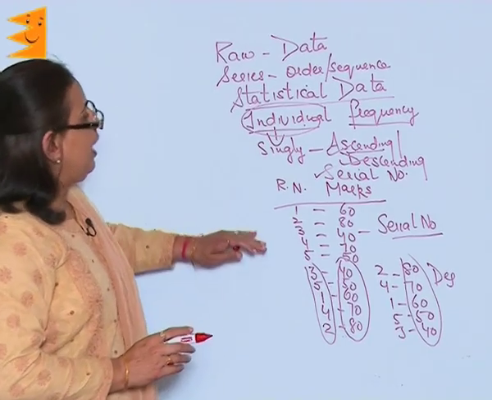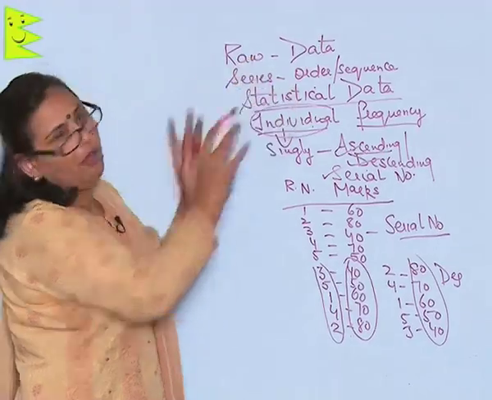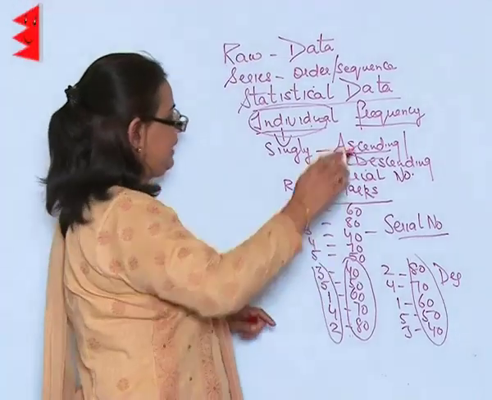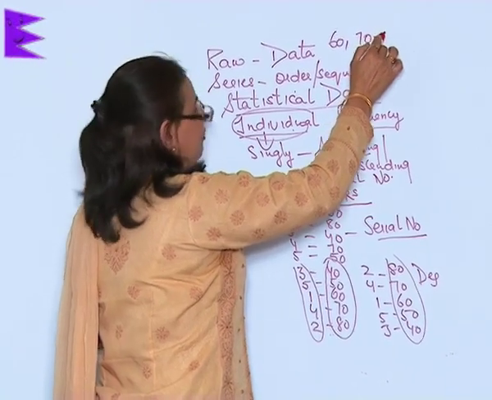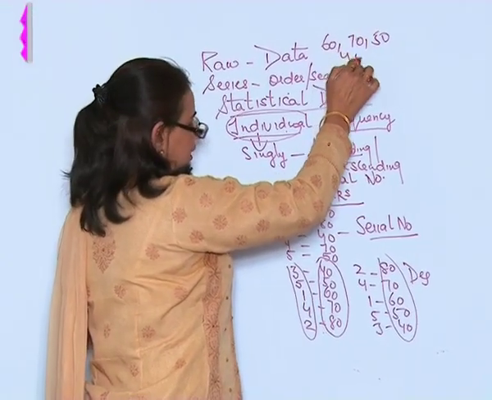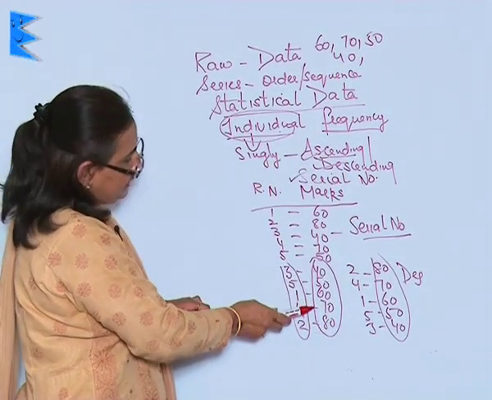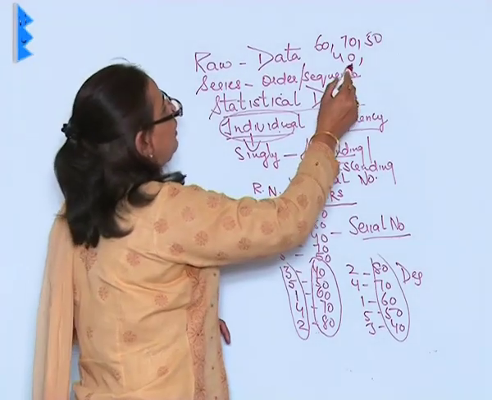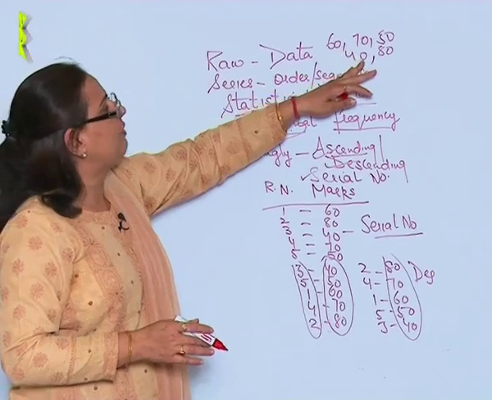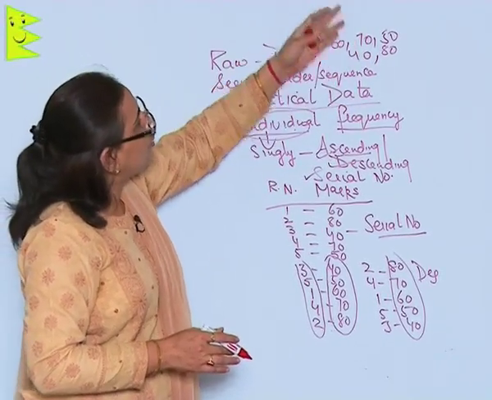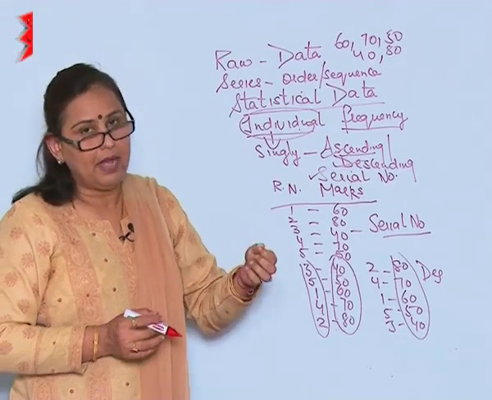Now, you see how easy it has become. Supposing I were to just put it in raw form, in the raw data, I would be saying 60, 70, 80, 50, 40. You will not know what is happening, where is the highest one, where is the least one, neither do you know which roll number has got what marks.